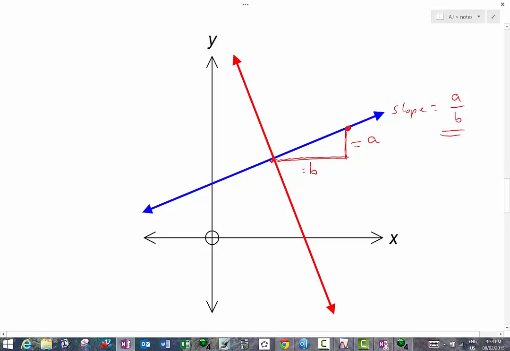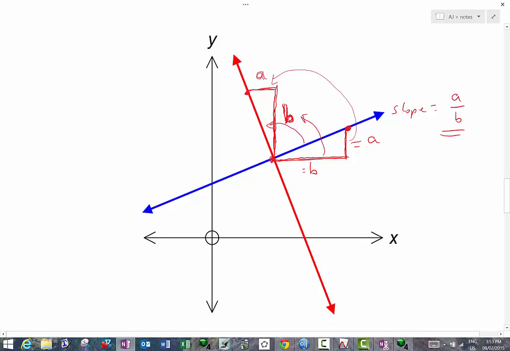Now imagine that we rotate the blue line round to get the red line, and not only do we rotate the blue line, but we also rotate the triangle. So the triangle would now go there and across here. So the B, the longer length B on the blue line, has now become the vertical increase on the red line, and the shorter length A is now here. So how do we get the slope of the red line?